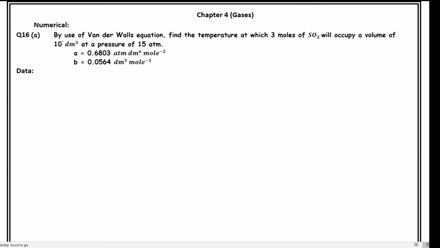Today we discuss the numericals of chapter 4, gases. The question is: by use of van der Waals equation, find the temperature at which 3 moles of sulfur dioxide will occupy a volume of 10 dm cube at a pressure of 15 atm. You are given the van der Waals constants A and B. Values are given to you.